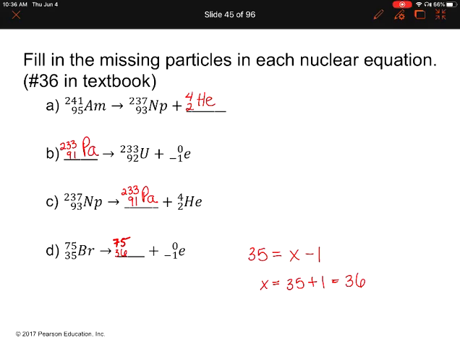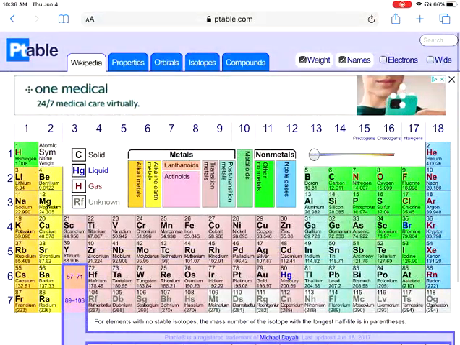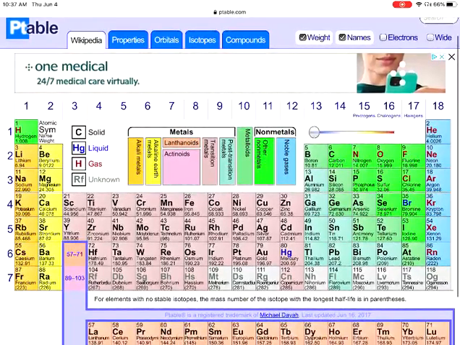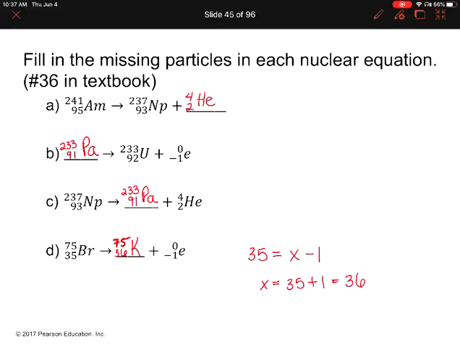All right, so now let's figure out which element is element 36. So it should be right next to bromine. So that should be krypton, Kr. Okay, so not too bad. Just filling in the blanks, doing some simple addition and subtraction.